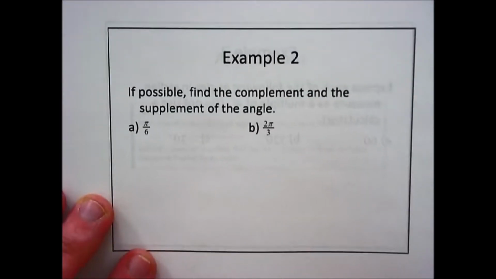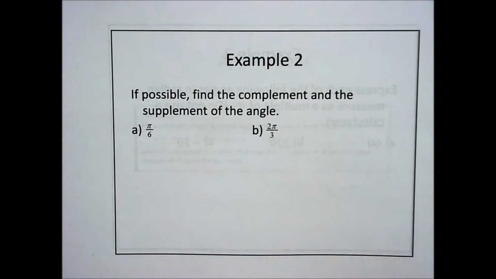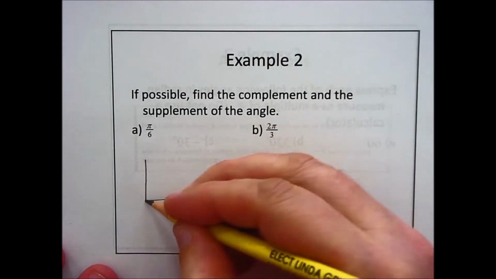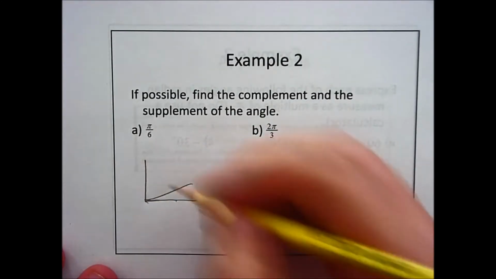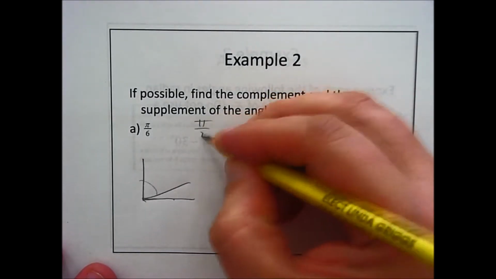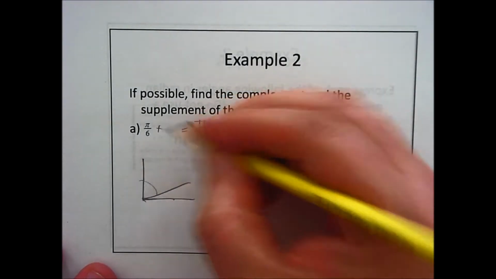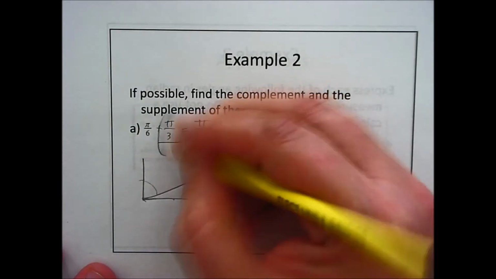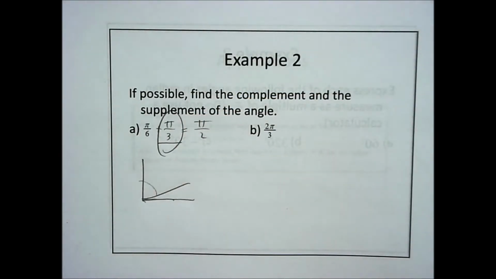So, if I want to find the complement and the supplement of these two angles, well, pi over 6, the idea is since they have to add up to pi over 2, I'm just going to be thinking about the fact that pi over 6 is right here. Well, what's left here? Since they have to add up to pi over 2, I need to add pi over 3 here, or 2 pi over 6. So pi over 3 is the complement.